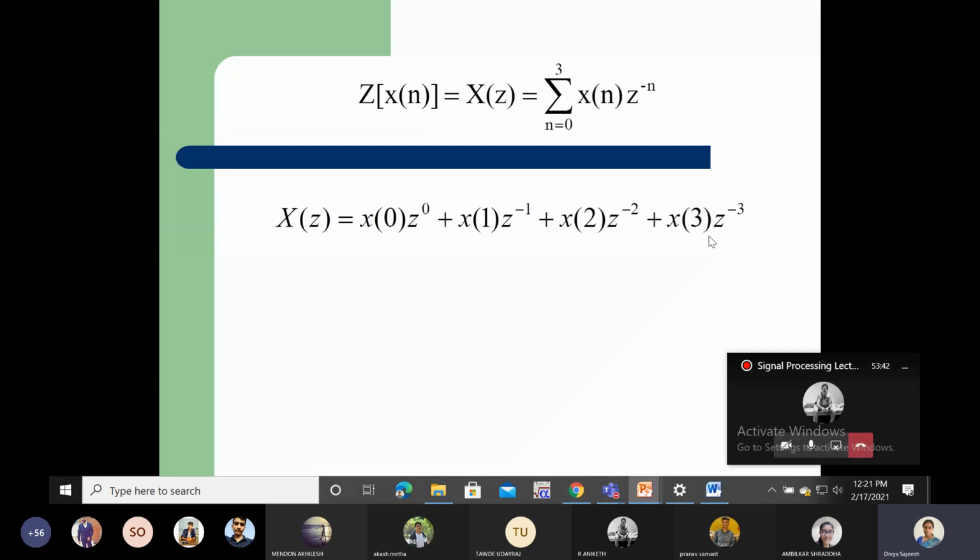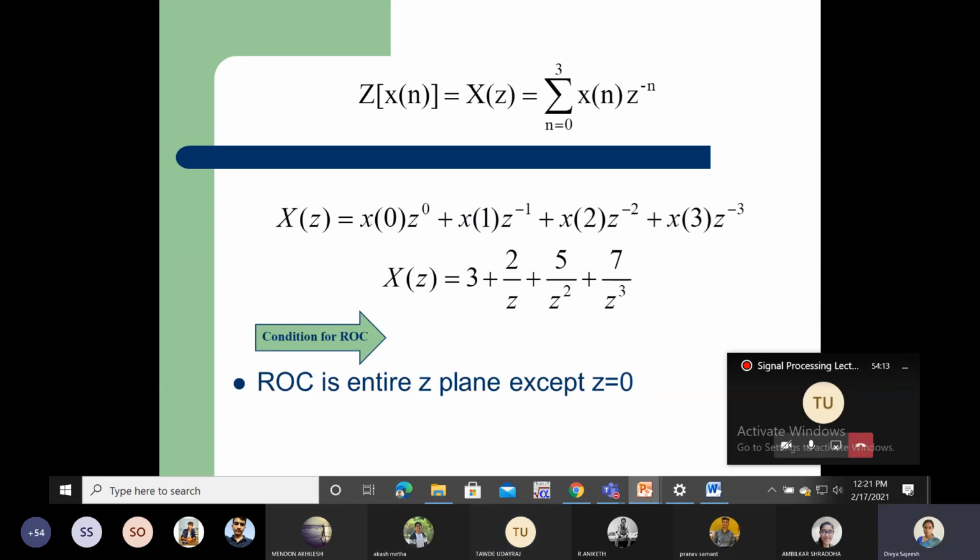And all those values of x we have noted. So just substitute for x of 0, x of 1, x of 2 and x of 3. So this is the Z transform for the finite series given in the question. Now can you tell what will be the region of convergence, whether the Z transform is going to exist for all values of Z? Except z equal to 0. Except z equal to 0, for all the rest of the region the Z transform is going to exist.